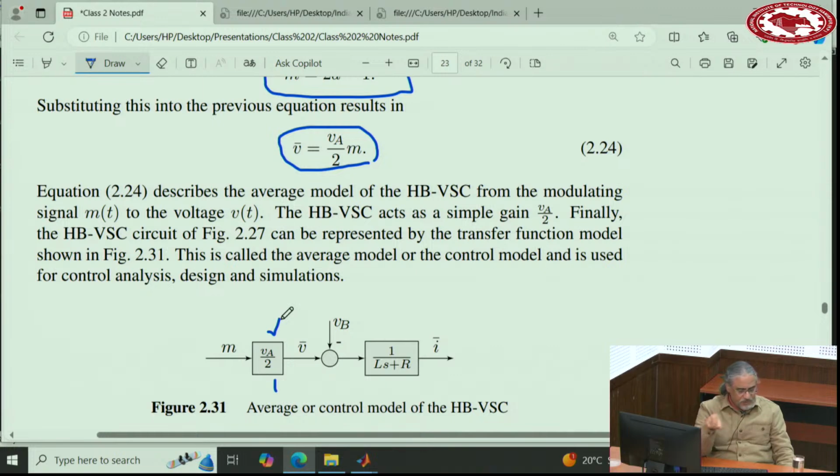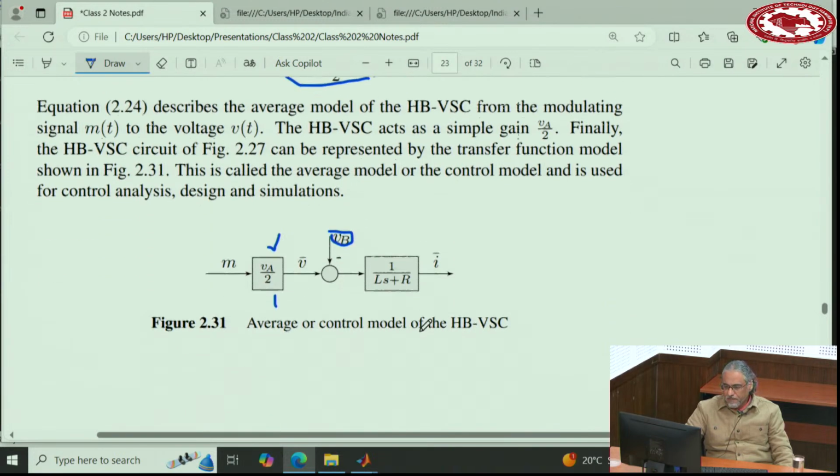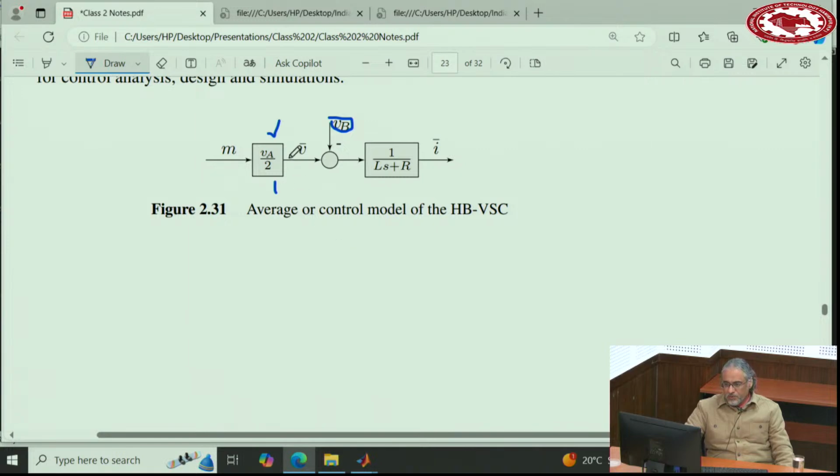There is also another difference that this diagram doesn't show. In the previous diagrams for the buck and boost, the current is always positive. Here, this current can be positive or negative, because this voltage can be positive or negative. And as a result, this current can be positive or negative. And this voltage can be positive or negative also, because M is positive or negative.